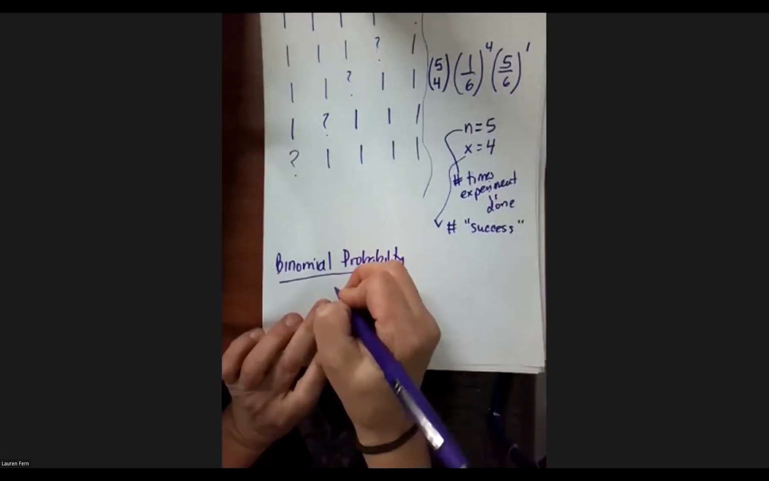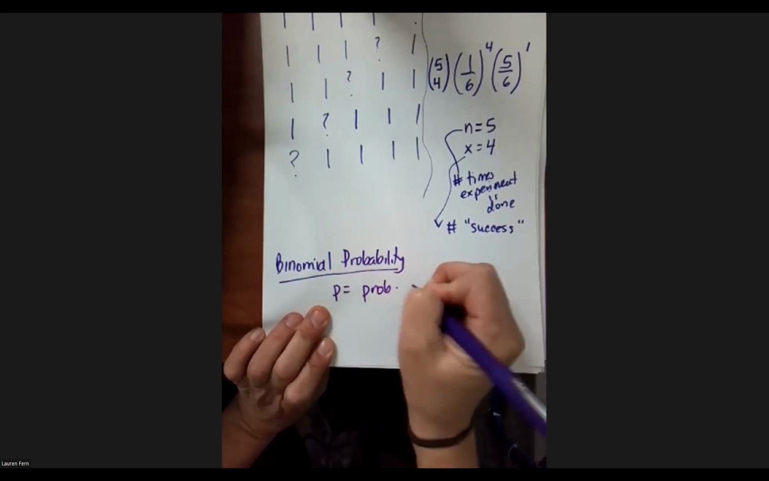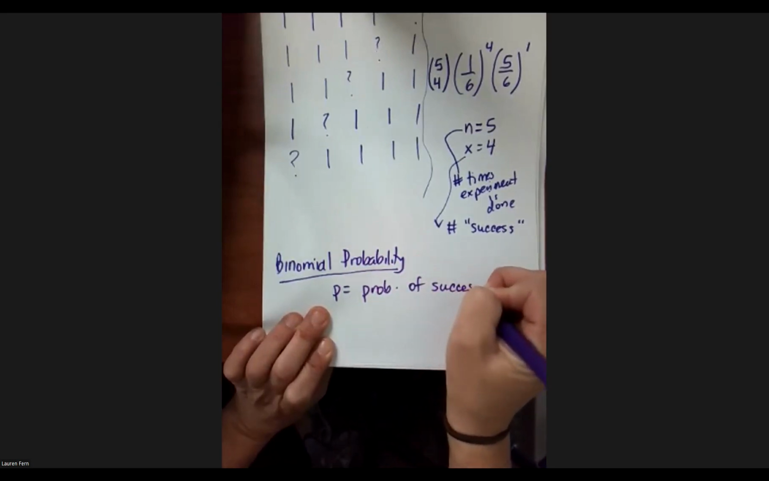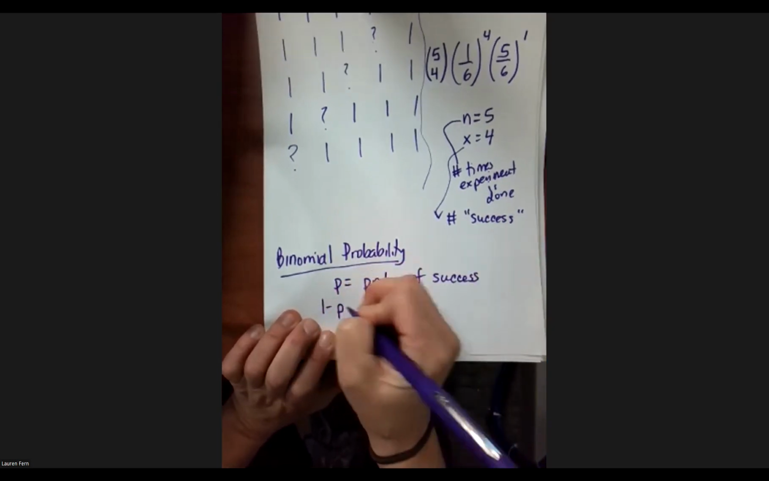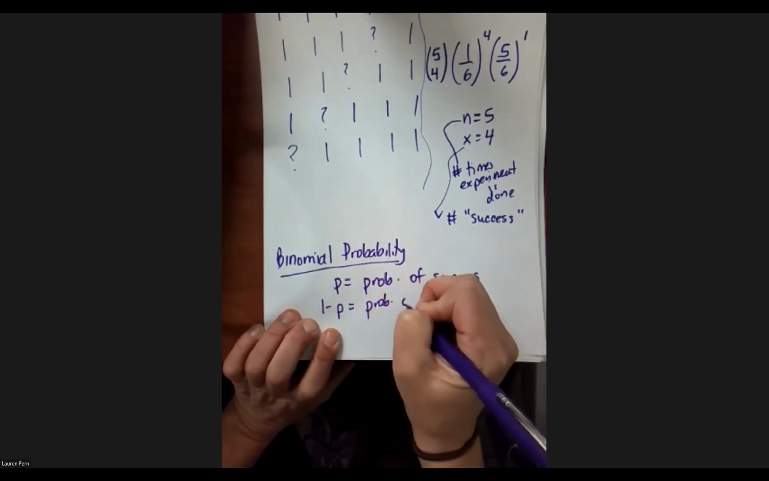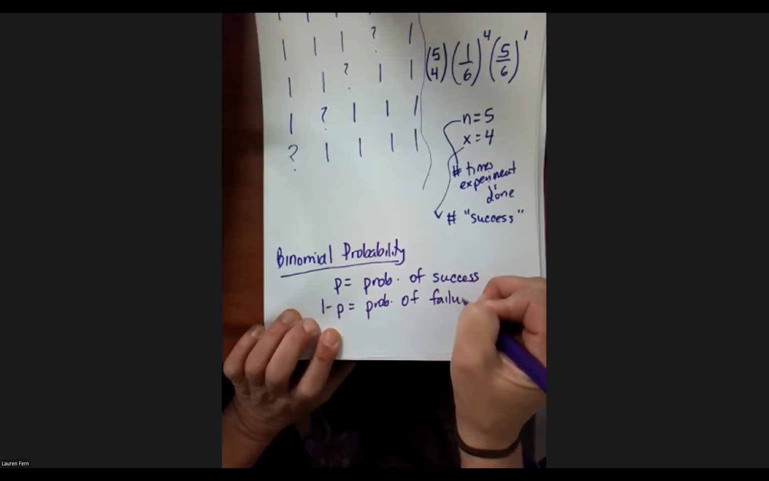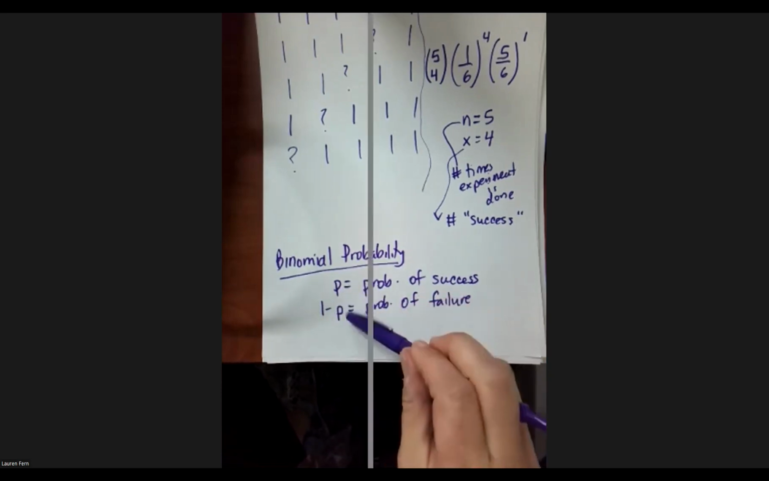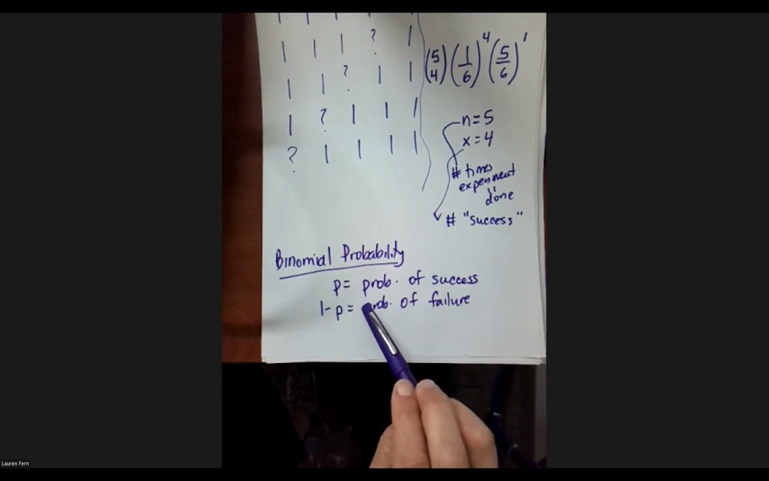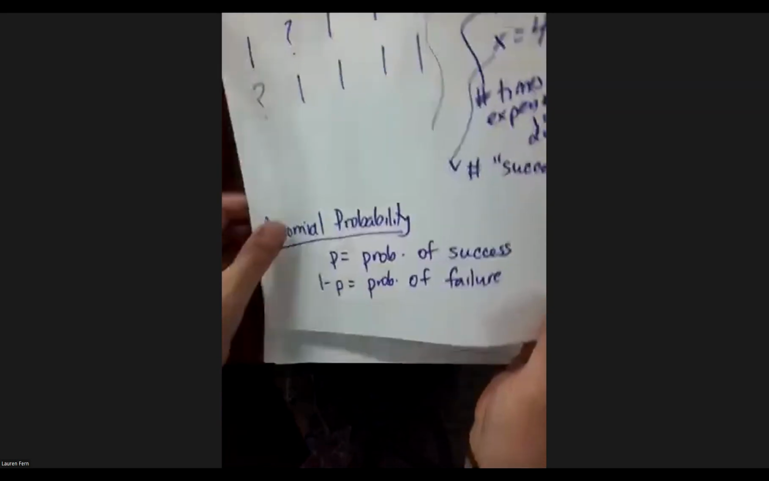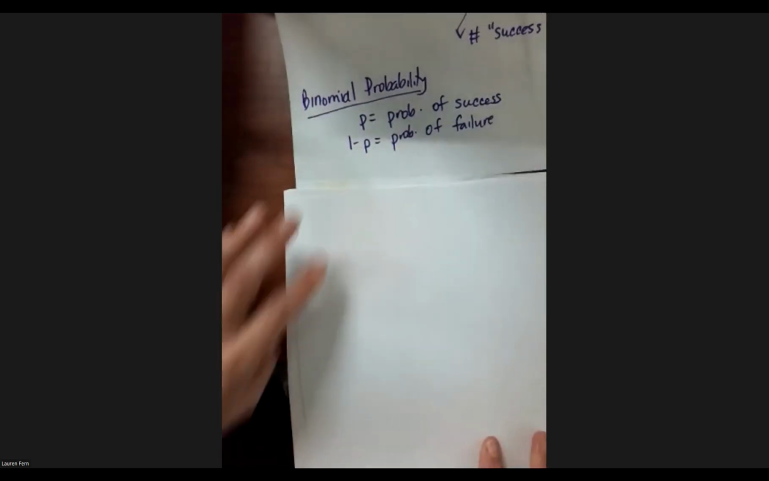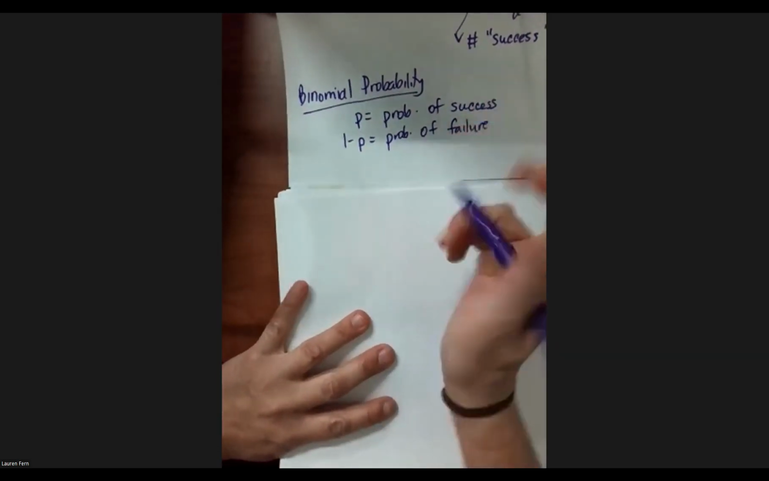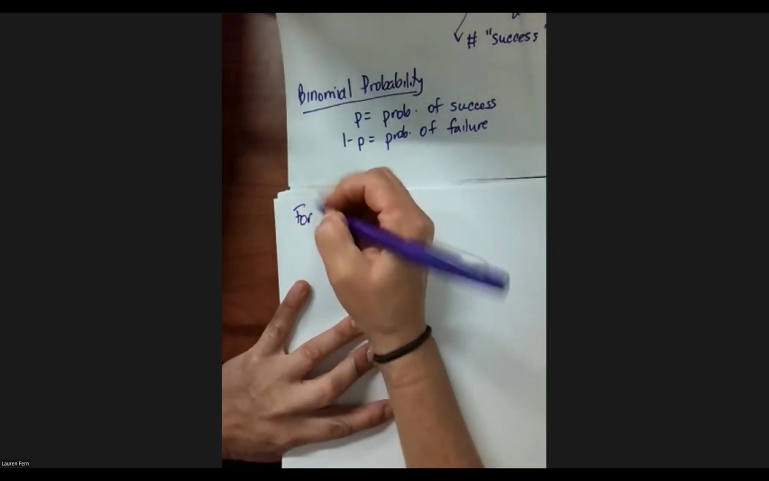Okay. So P is going to be the probability of success. So will you grant me that 1 minus P then is the probability of what we'll call failure? Right? Because the sum of all probabilities is 1. And if there's only 2 possible outcomes, it's P and then 1 minus P. So this will make you appreciate technology a lot. Okay? Moving forward. So this is the old formula.